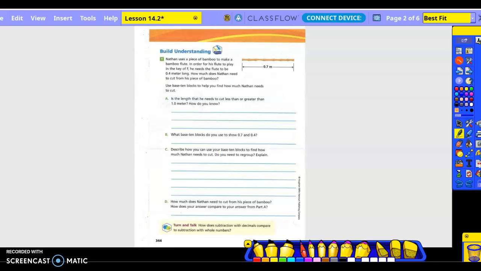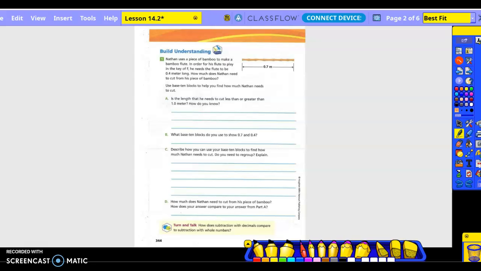Build understanding. Nathan uses a piece of bamboo to make a bamboo flute. In order for his flute to play in the key of F, he needs the flute to be 4/10 meters long. How much does Nathan need to cut from his piece of bamboo? Use base 10 blocks to help you find how much Nathan needs to cut. So basically, you could just use the longs, right? Okay, the ones that have 10.